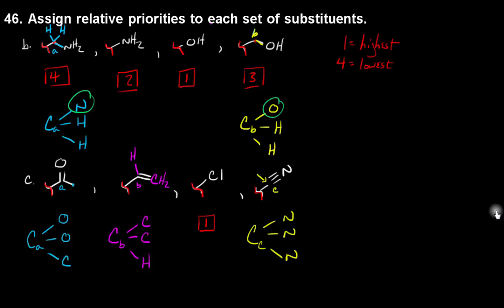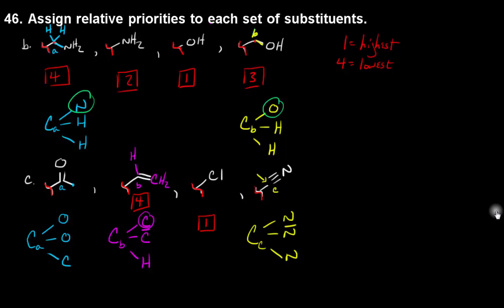Okay, so right here we're going to start at the very top of the priority tree for each one, and we have an oxygen compared to a carbon compared to a nitrogen. So this is actually a really easy call to make. The carbon right here is going to be the lowest atomic number, so this guy is going to yield an assignment of 4 as the lowest priority.